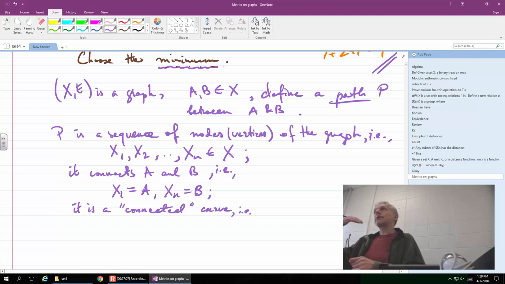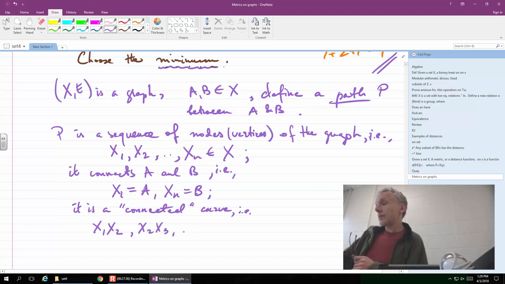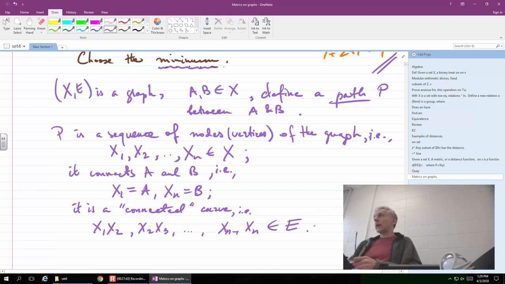If there is no restriction on our choice of vertices, that sequence is just arbitrary. A series of edges doesn't make up an edge, they exist separately. So in other words, x1, x2 is an edge. x2, x3 is an edge. xn minus 1, xn is also an edge. Okay? So it is a sequence of vertices, starts in A, ends in B, and not only that, there are edges in that sequence.